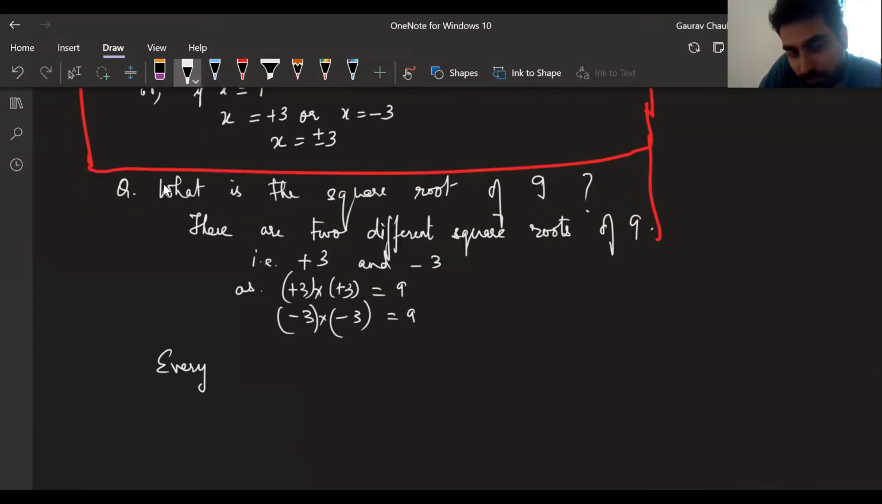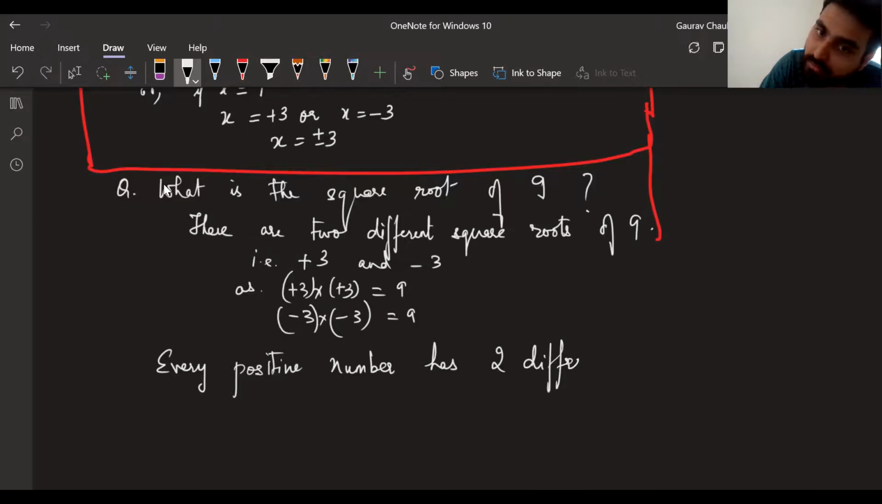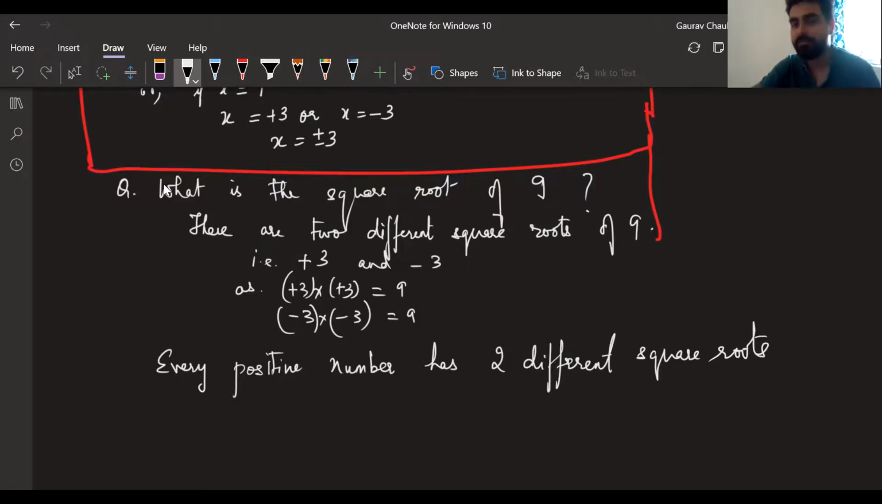So here, every positive number has two different square roots. Basically every number has, but for our purposes, every positive number has two different square roots. One positive and one negative. Okay. This is our conclusion.